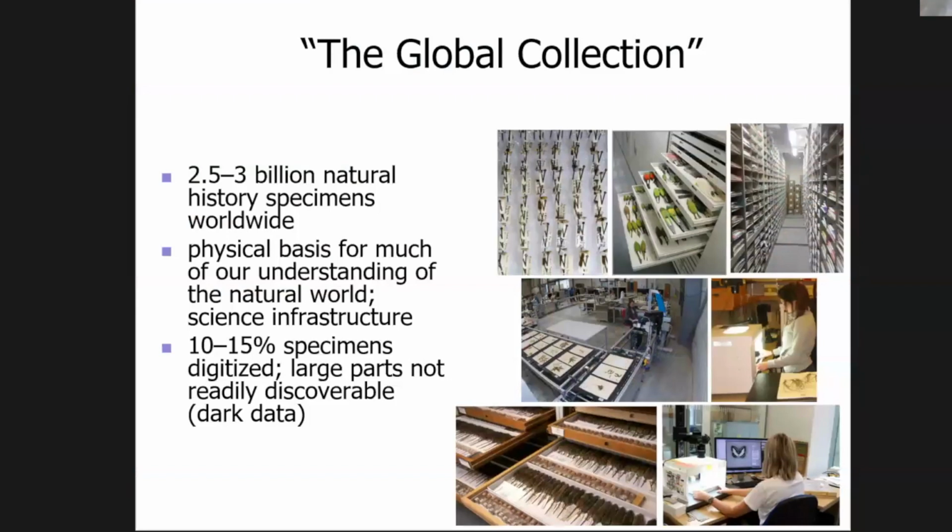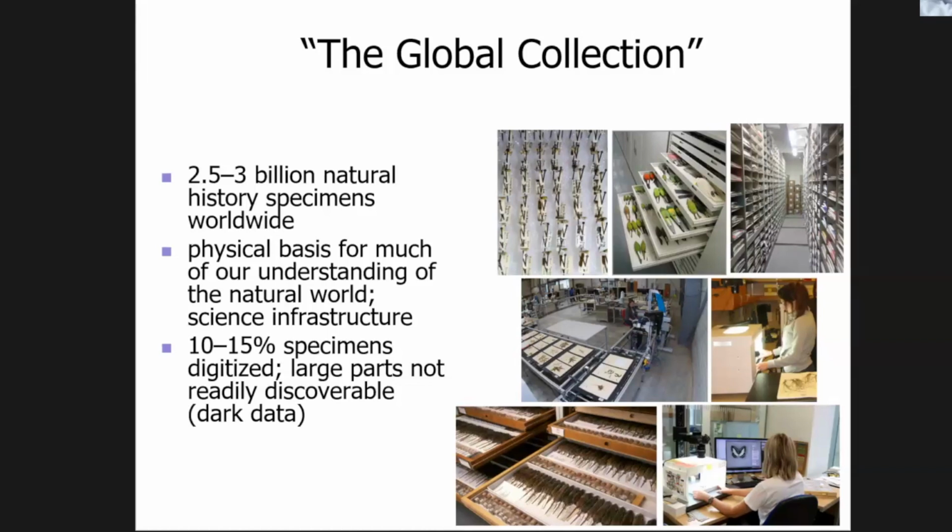So before we actually get in and start talking about the herbarium, I want to talk about something that's been referred to as the global collection. And basically what we're referring to here is the 2.5 to 3 billion specimens that have been accumulated in natural history collections around the world. And those form the physical basis for our understanding of a lot of biodiversity across the planet, right? So it's a significant part of our science infrastructure.